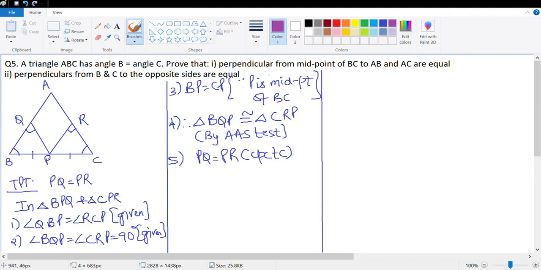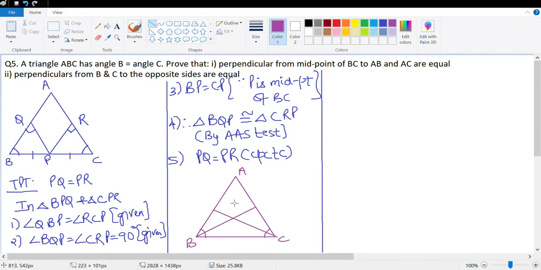Second part says perpendiculars from B and C to the opposite sides are equal. So we need to draw a separate diagram. So again, this is A, this is B, this is C, and these angles are given equal. So perpendiculars from B and C to the opposite sides. Okay.